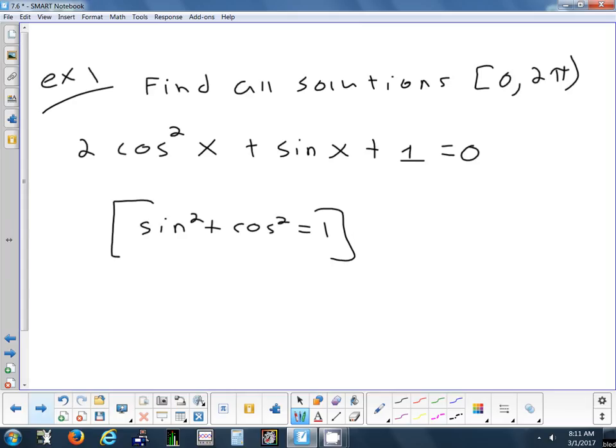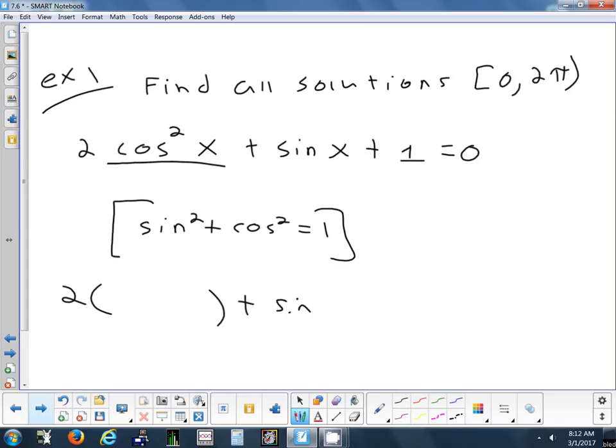Is that a quadratic equation in the form that we want? Why not? Yeah, we've got 2 different trig functions. It's like having 2 different variables. So we have to rewrite one of them. The hint is generally to rewrite the one that is squared. So I want to fill something in for cosine squared.